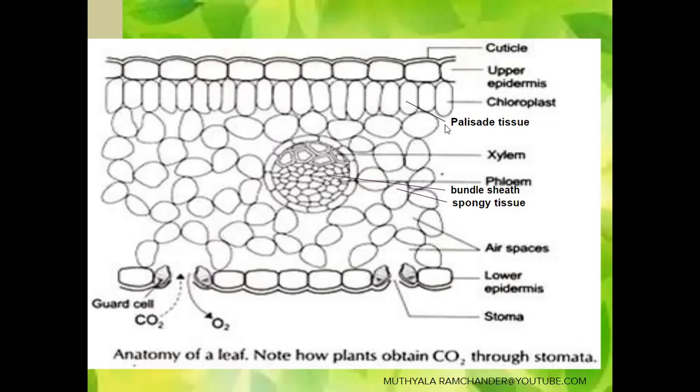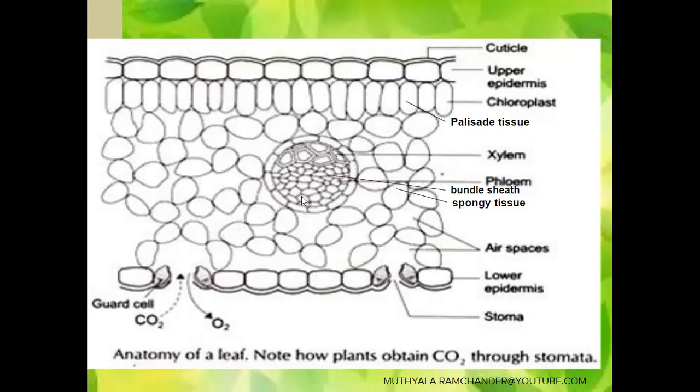The pillar-like parenchymatous cells are called palisade tissues. The palisade tissues contain a large quantity of chloroplast. They help in storage of starch food material. And below the palisade tissues, above the lower epidermis, loosely arranged parenchymatous tissues are present. These are called sponge tissues. The sponge tissues also contain chloroplast. They also help in preparation and storage of food material by photosynthesis.